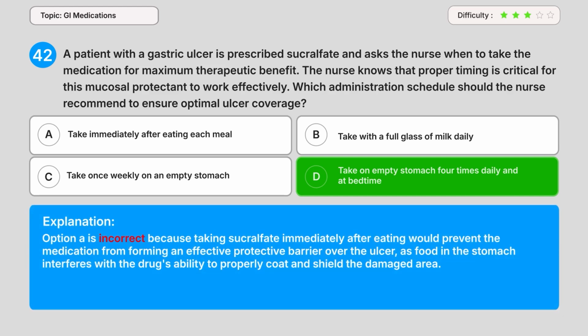Option A is incorrect because taking sucralfate immediately after eating would prevent the medication from forming an effective protective barrier over the ulcer, as food in the stomach interferes with the drug's ability to properly coat and shield the damaged area.